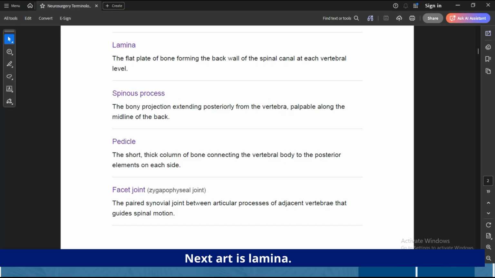Next, what is lamina? The flat plate of bone forming the back wall of the spinal canal at each vertebral level. So basically this is the flat bone on the back side of the spine. Most of the time using the lamina we have multiple procedures like hemilaminectomy, laminectomy or laminotomy, which we will see soon. Sometimes the surgeon will remove this flat plate. Removal of that flat plate is called laminectomy. Sometimes only a portion of this flat plate is removed. That time we will call it hemilaminectomy or laminotomy.